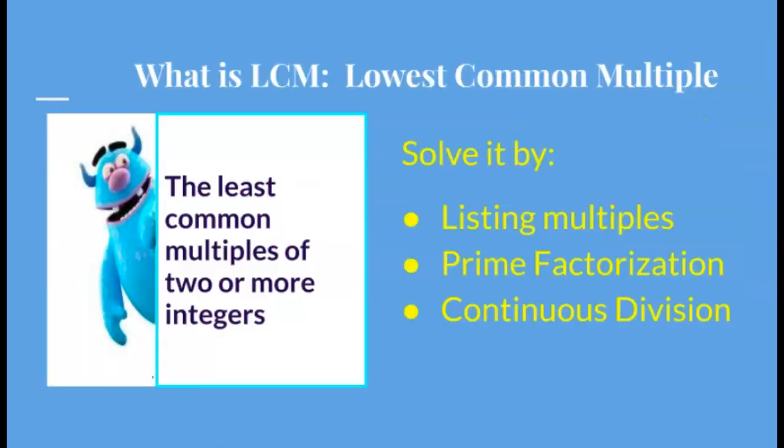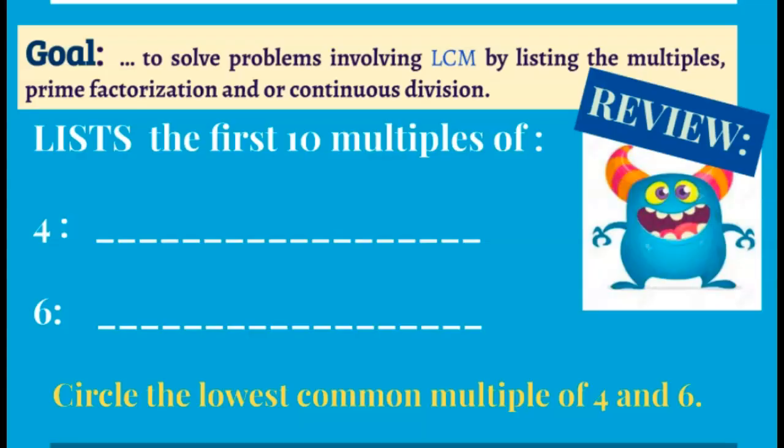Also, today we're going to be working on LCM, but I went back to our lesson in October and we did LCM in October too. But today we need it for this unit, so we go back a little bit. So the least common multiple of 2 or more numbers. We're going to solve the LCM by listing the multiples, using the prime factorization, or continuous division. But before we start, I want you to list down the first 10 multiples of 4 and 6.